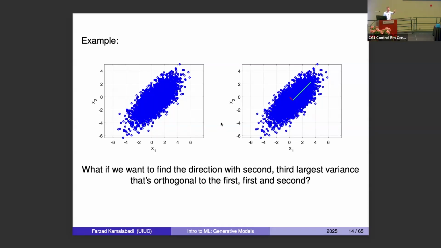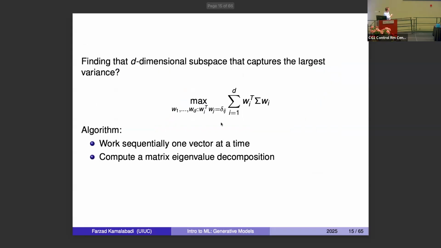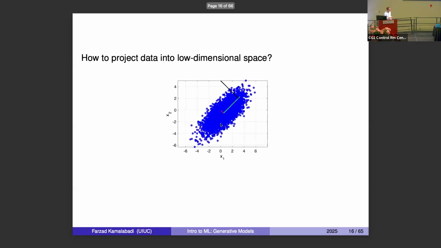Yeah, if you've already done the eigenvalue decomposition to pick the largest, all you have to do is now go to the next largest, the second one, and the third one. And that's exactly the formulation of the same problem. All you do is you change your maximization problem where you have these weights for each one of those corresponding terms, and then you have D of these weights, where each W is essentially your indicator function. So it is equal to 1 only when i and j are equal, otherwise they're 0. So you just solve this optimization problem and you work sequentially, one vector at a time, and you compute a matrix eigenvalue decomposition, which is what you were just talking about.